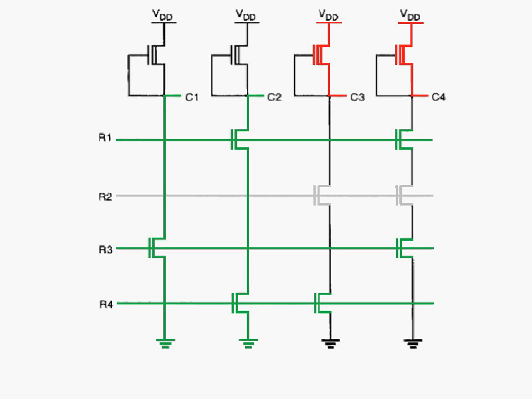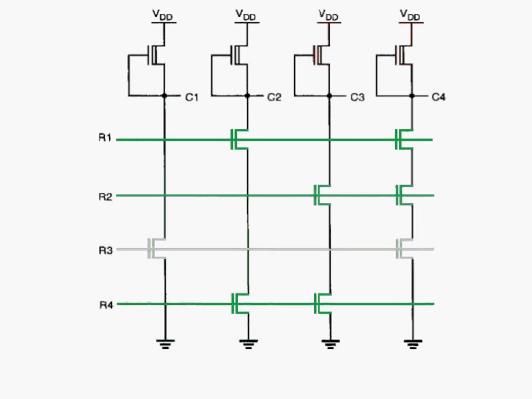Since row 1, 3 and 4 inputs are high, the NMOS transistor in column 1 and 2 corresponding to row 1, 3 and 4 will be turned on. Therefore column 1 and column 2 outputs will be tied to low.